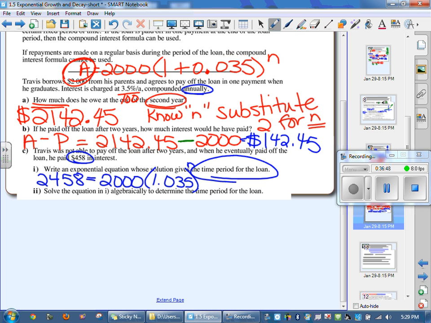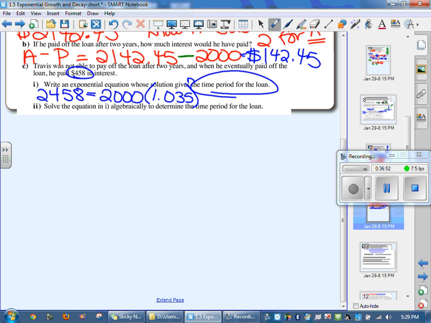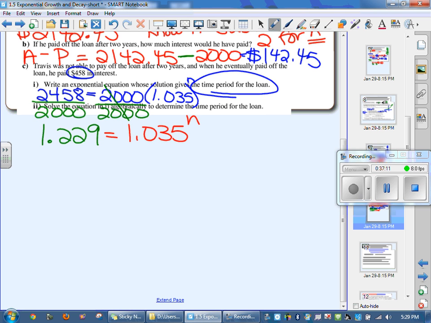On the left-hand side, that's going to give me 1.229 equals 1.035 exponent n. Now, how do I get rid of that n? I notice my bases are not the same. Our decimal numbers are different here. So we can't just drop our bases and solve for n. We need to use logs. That's why we've learned logs. So we are going to solve this with logs.